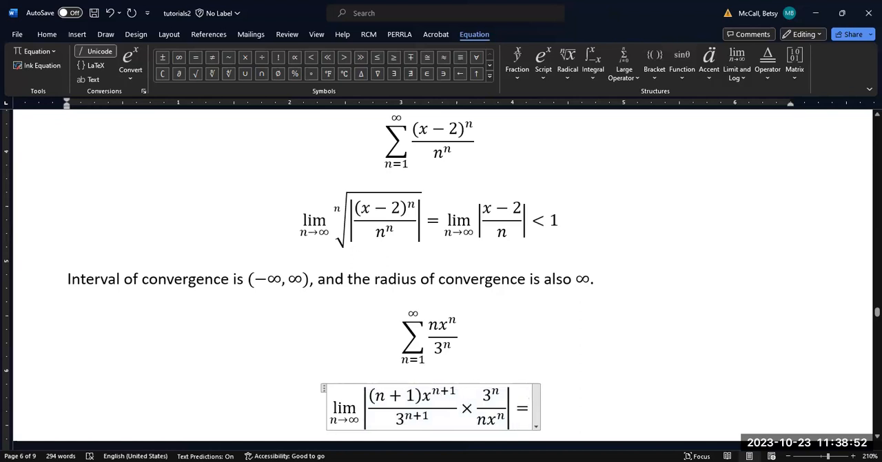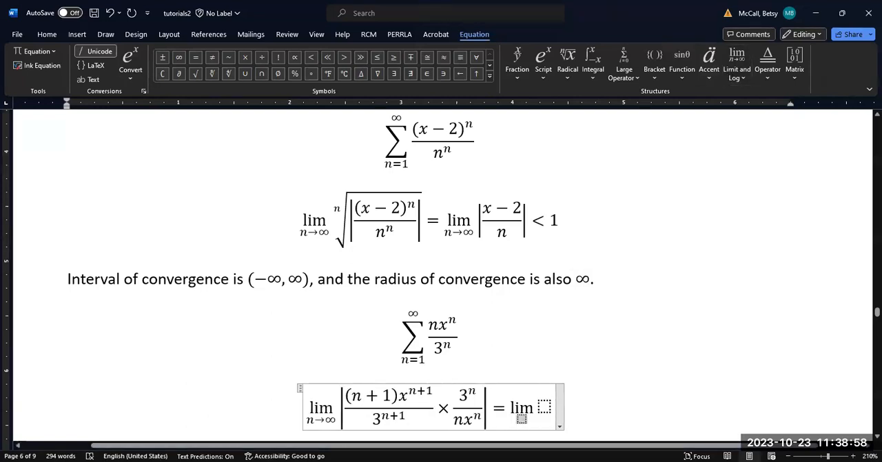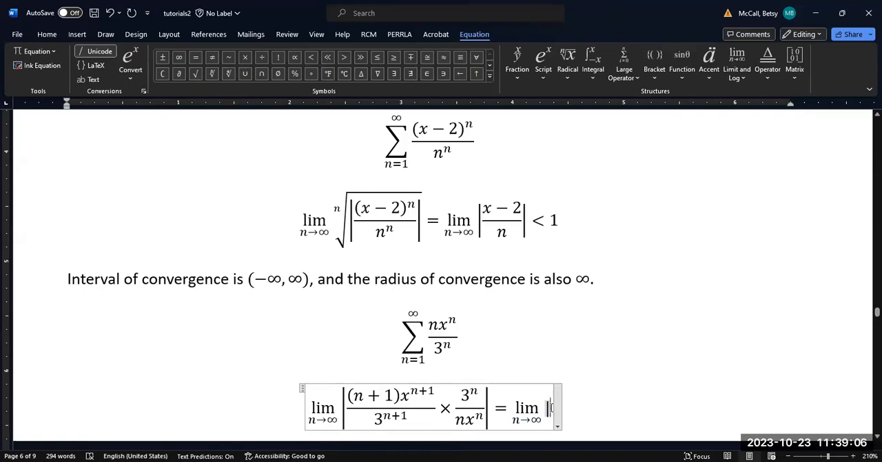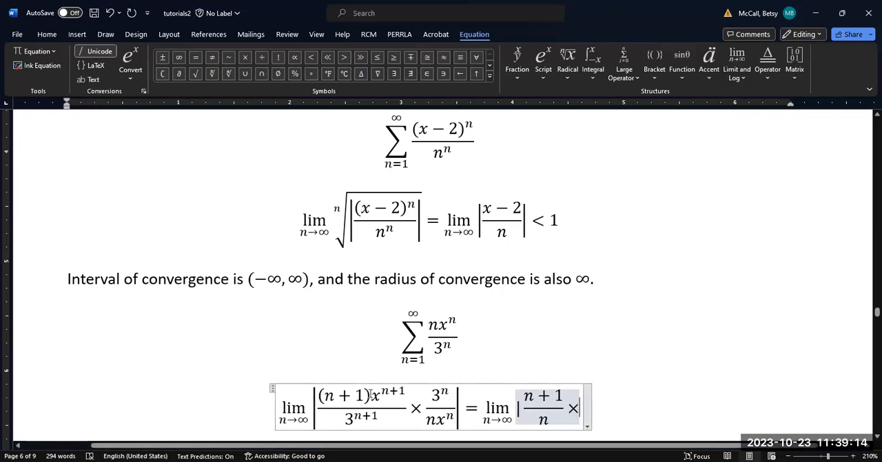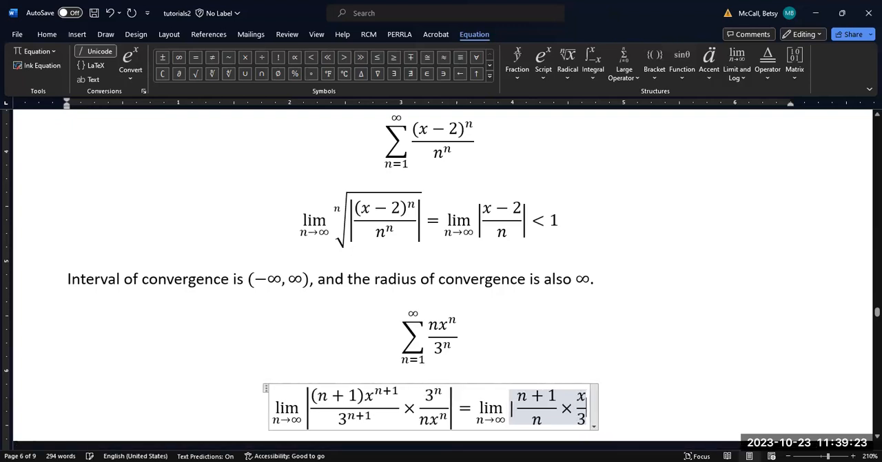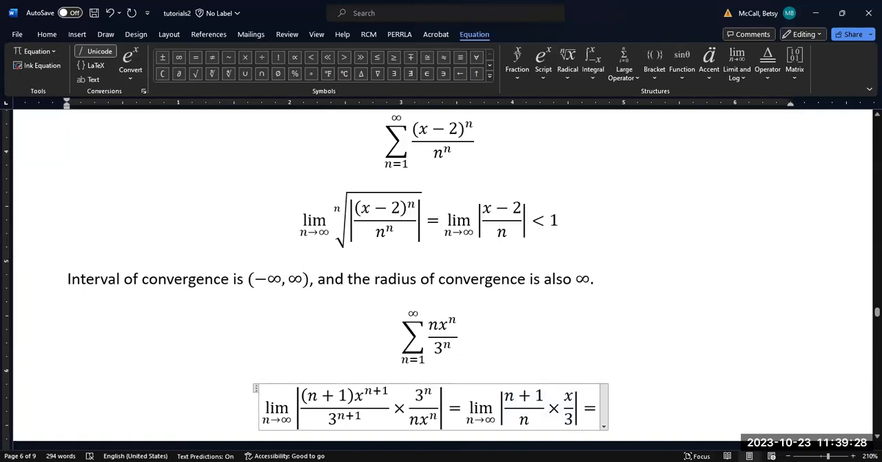And then canceling things, we would end up with the limit as n goes to infinity of, well, we would have n plus 1 over n. Those don't technically cancel. And then x to the n plus 1 and x to the n would leave me with an x, and 3 to the n plus 1 and 3 to the n would leave me with a 3 left over. Now, what you can do here is you can do the limit of each piece of these separately.